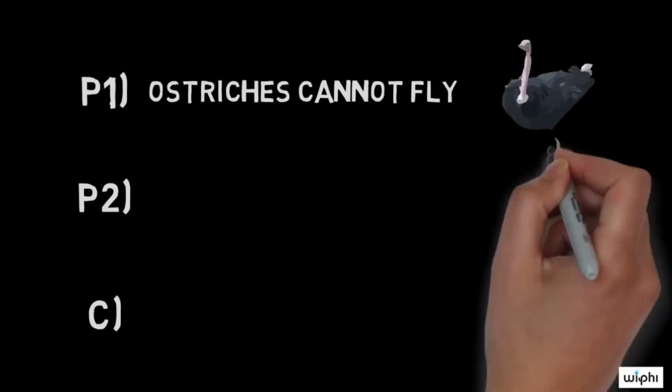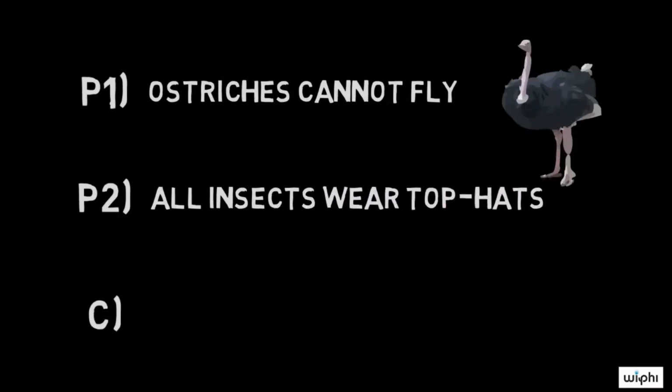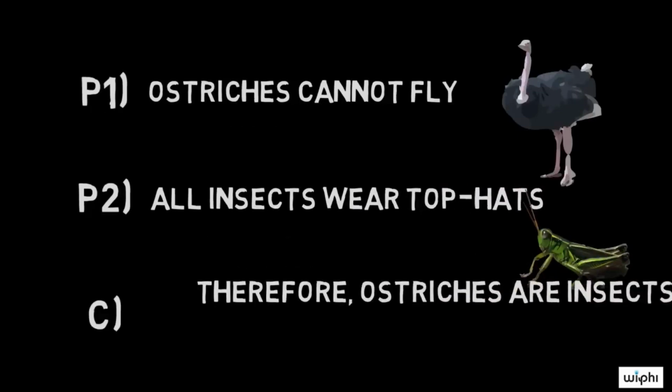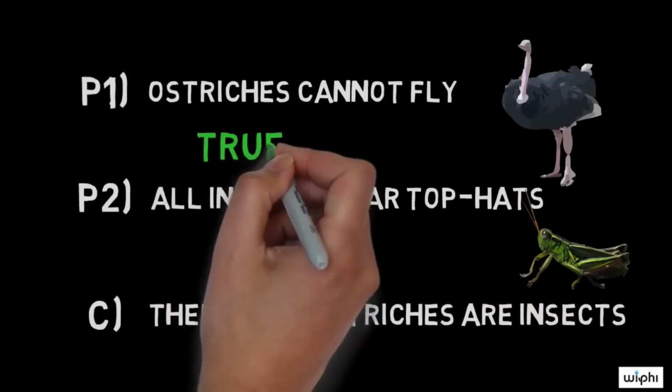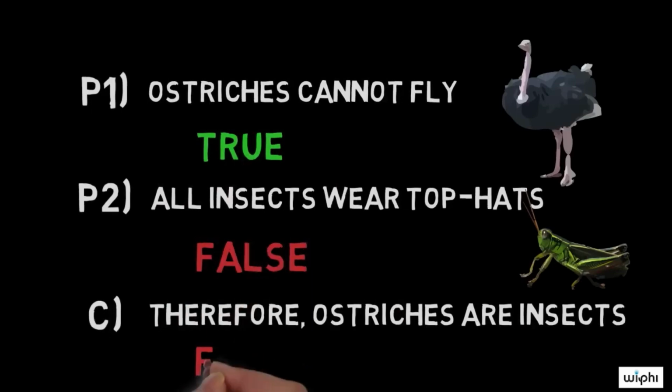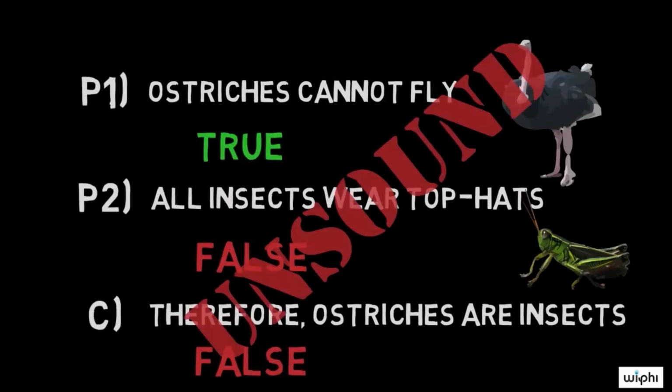Here's another example. Premise 1. Ostriches cannot fly. Premise 2. All insects wear top hats. Conclusion. Therefore, ostriches are insects. This argument fails to meet both requirements. It isn't valid, and the second premise is false. So this argument is definitely unsound.